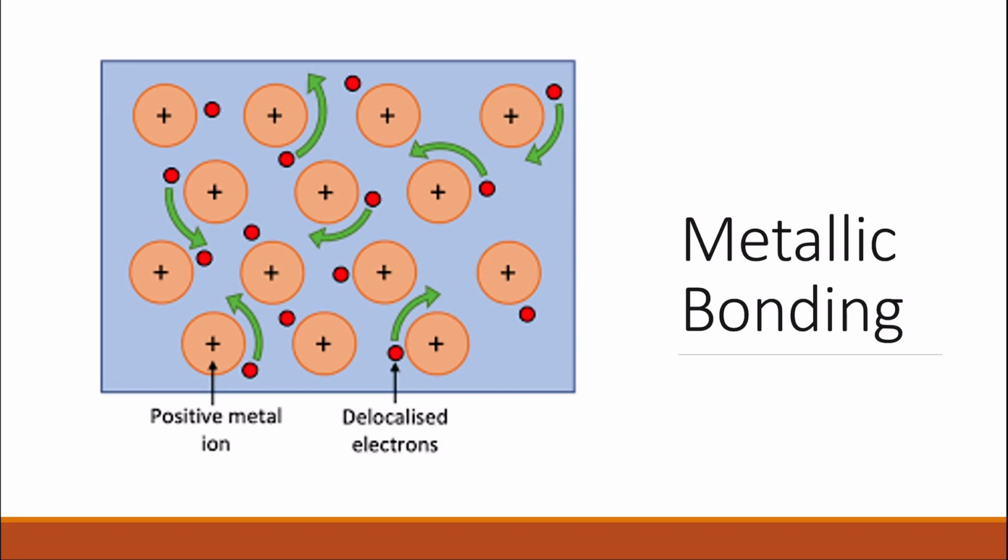In this video, we are going to discuss metallic bonding. Before we start, there are three types of bonding: ionic, covalent, and metallic.